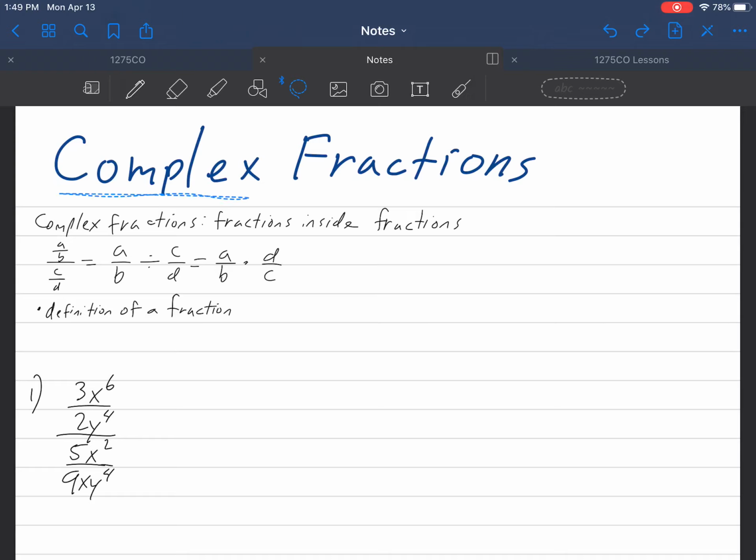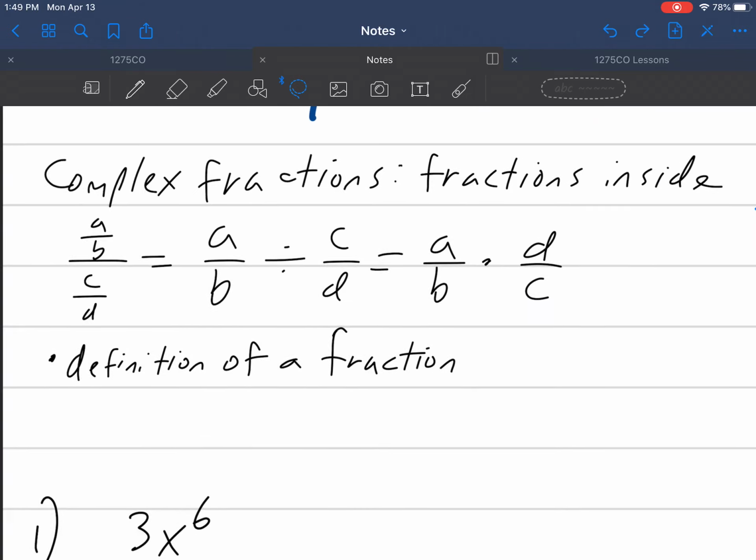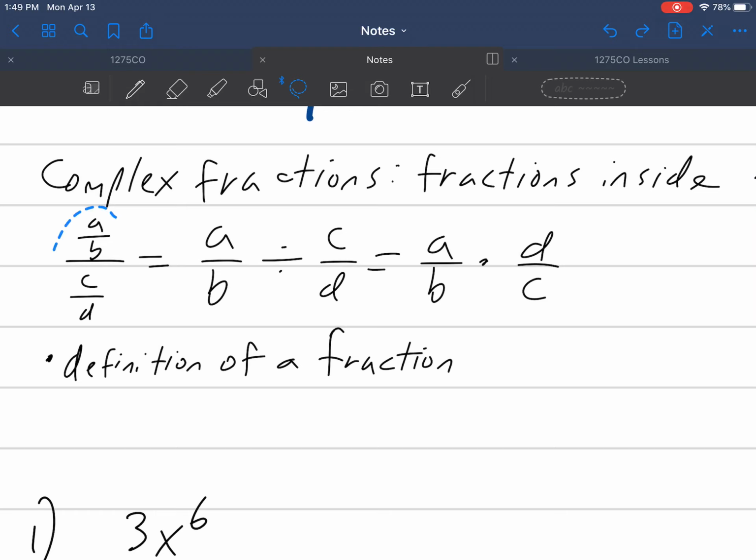Today we're going to be learning about complex fractions. Now a complex fraction is a fraction, but it's a fraction that has fractions inside of it. An example of a complex fraction we see right here, a over b over c over d. Now I see three fractions here. One up top, a over b, one on bottom, c over d, and then a big one, a over b over c over d. This is the complex fraction.